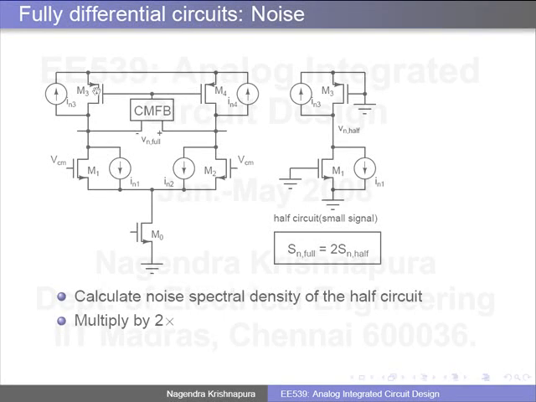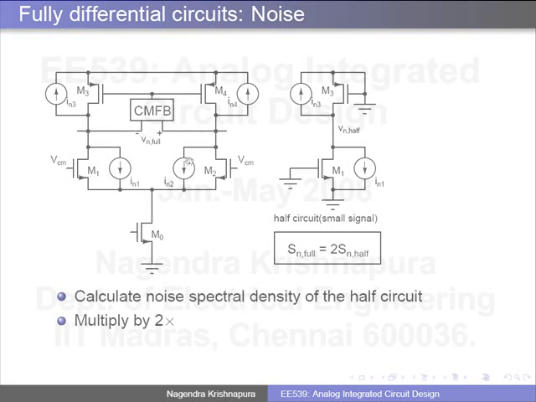So one of the things we didn't discuss, but is sort of obvious, is how to analyze the noise of a fully differential circuit. On the left side I have a fully differential circuit, in which I have taken a simple differential pair, and it has certain common mode feedback circuitry that adjusts the bias of M3 and M4.